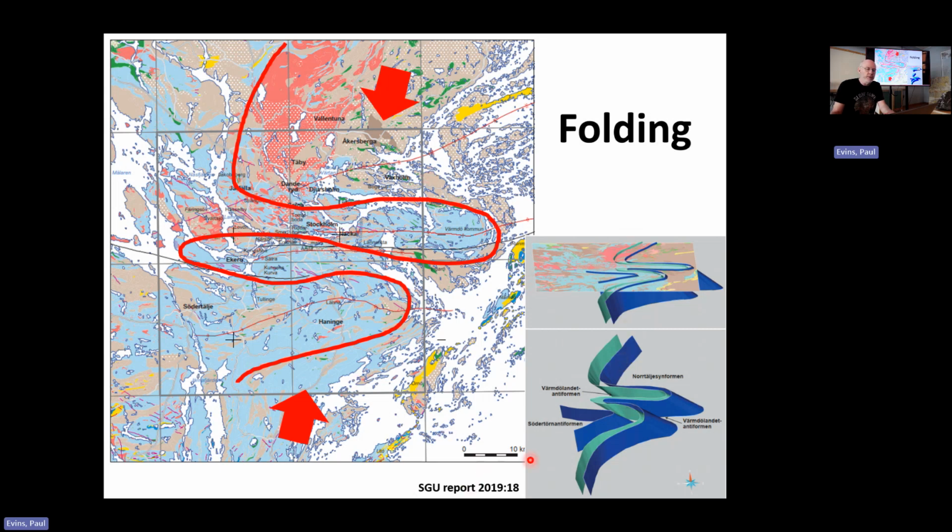In this SGU report, which is, let's say, the most state-of-the-art description of Stockholm geology besides what you're hearing right now, which is a lot more state-of-the-art and updated since then, they've named these large-scale structures the Norrtälje synform, the Södertörn antiform, and then they have these two tighter Värmdö folds in between here.